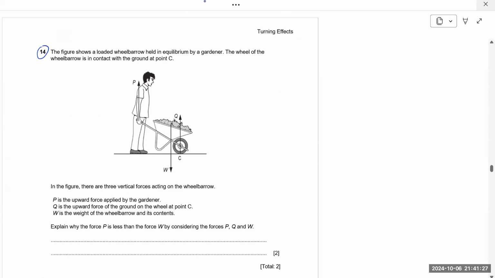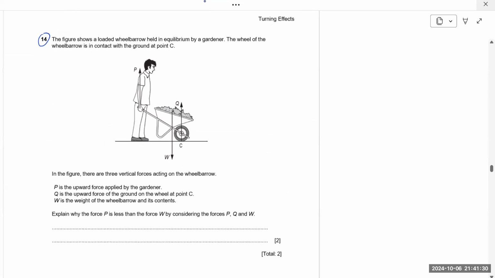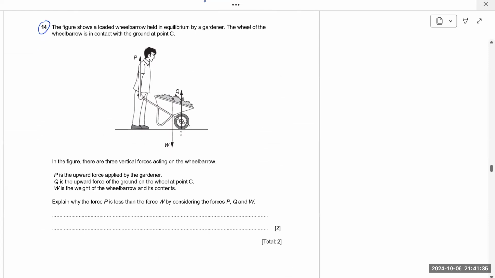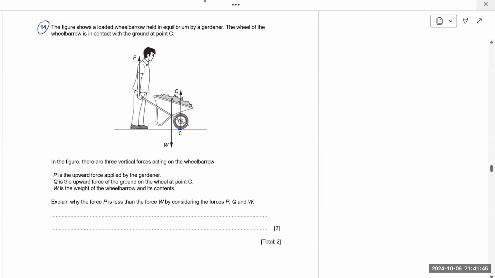The figure shows a loaded wheelbarrow held in equilibrium by a gardener. The wheel of the wheelbarrow is in contact with the ground at point C. In the figure, there are 3 vertical forces acting on the wheelbarrow. And I have 3 vertical forces. P is the upward force applied by the gardener. أهي. U is the upward force of the ground on the wheel at point C. W is the weight of the wheelbarrow and its contents. Explain why force P is less than the force W by considering the forces P, Q, and W.